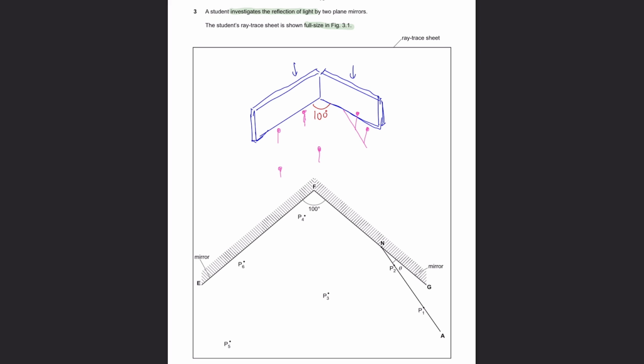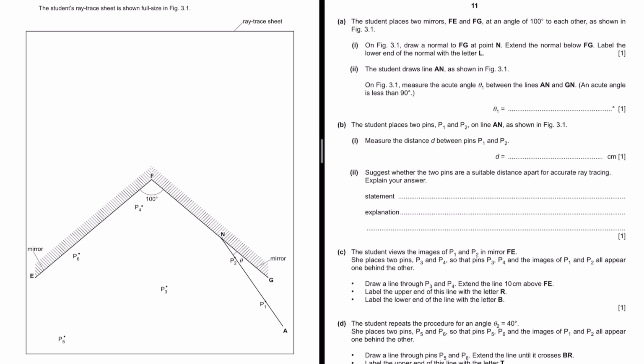These are the mirrors that are being placed at 100 degrees against each other, and the first pin 1 and pin 2 are set up at an angle theta. So what happens is that you will be able to see all the pins being reflected on this side of the mirror. Okay, I hope this is not too small for you.